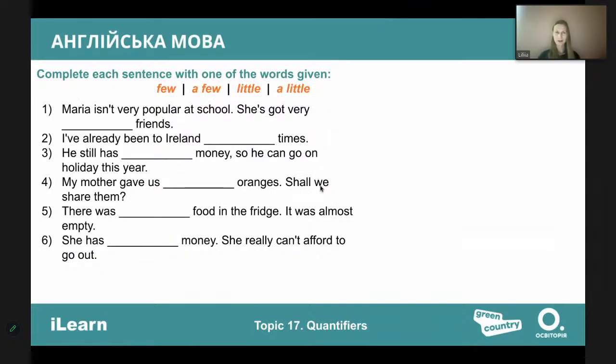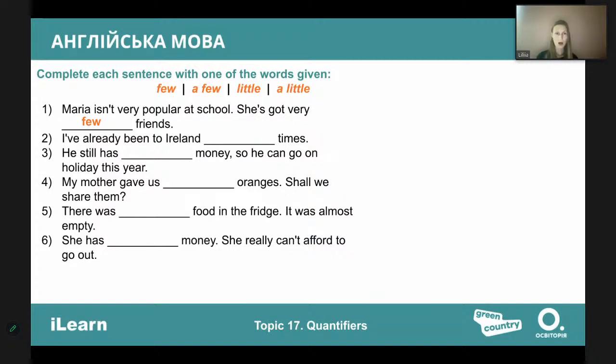So now you're tasked to decide whether it's few, a few, little, a little. A number, and your answer. Let's go. Number 1. Maria isn't very popular at school. She's got very something friends. If she isn't popular and it's very, then it's few, дуже мало, недостатньо. She would like to have more friends. She's got very few friends.